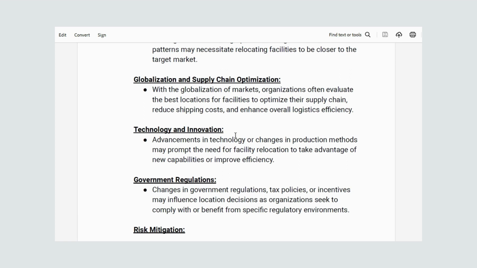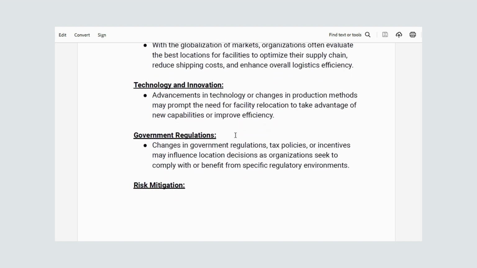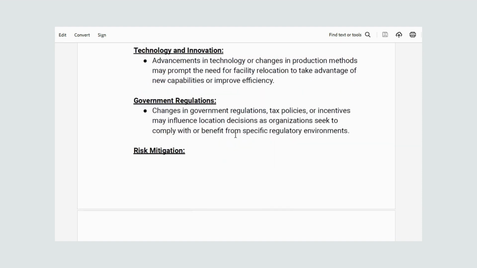When we see the advancement in technology, or when there is a change in production methods, then if there is a need of relocation, taking advantage of such capabilities, what we do is change the location. And also when government regulation comes, it is better to find a better location decision.